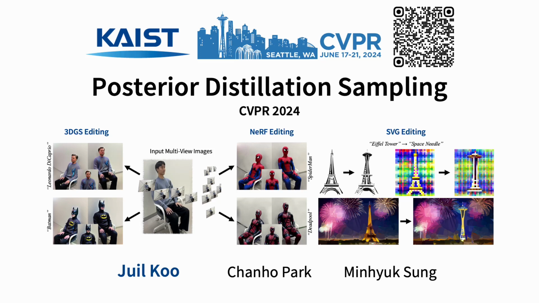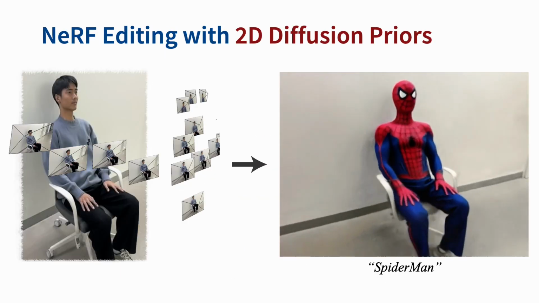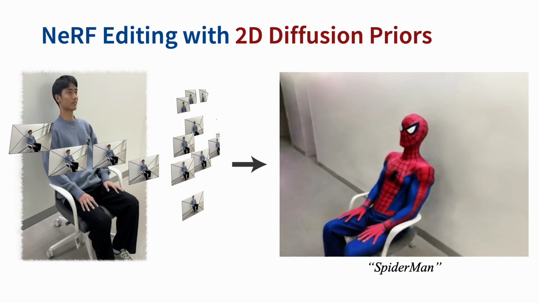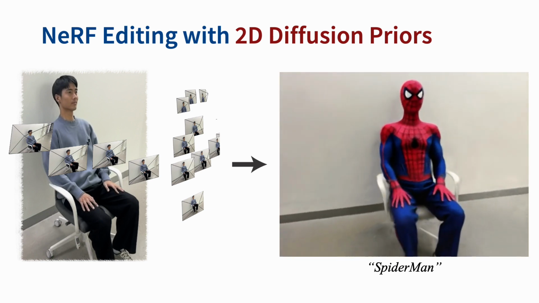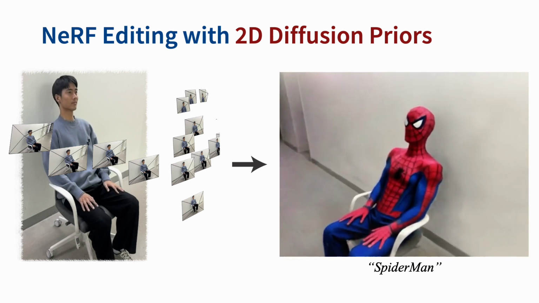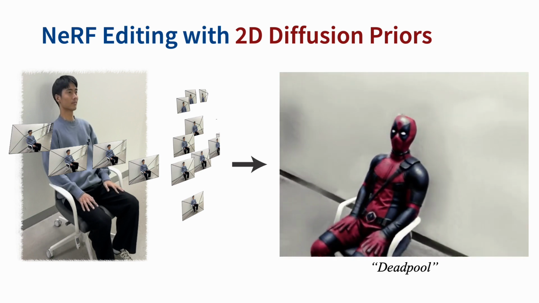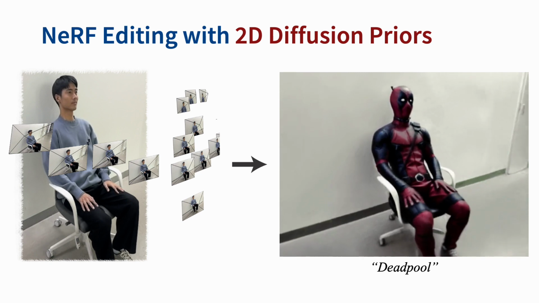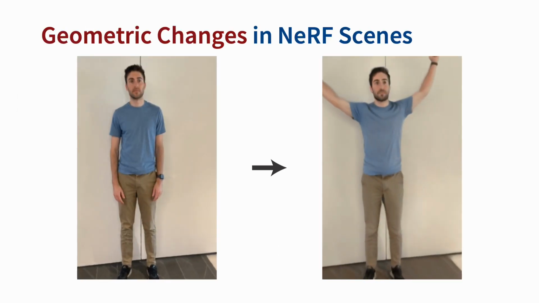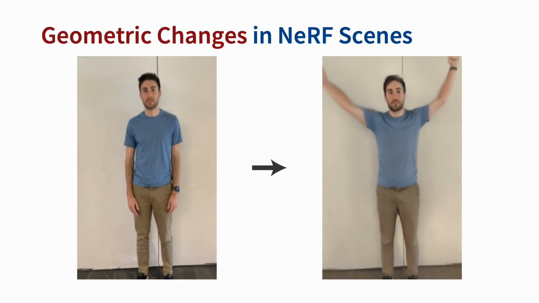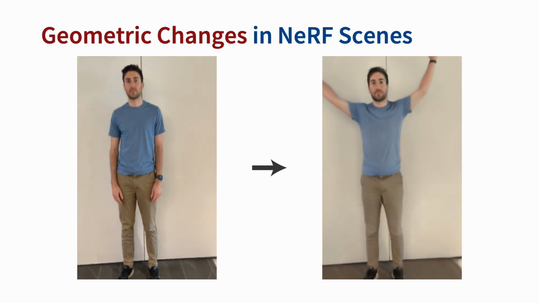We introduced posterior distillation sampling. Posterior distillation sampling, PDS in short, is a novel optimization method that can edit diverse visual content using 2D diffusion priors. For example, given a 3D scene represented by NeRF, PDS can produce high-quality editing results. Beyond appearance changes, PDS is the first to achieve large geometric changes in 3D scenes.